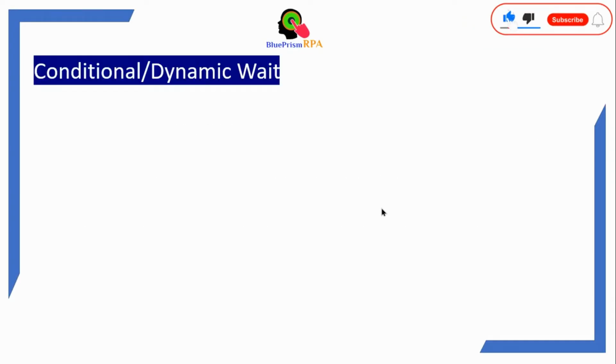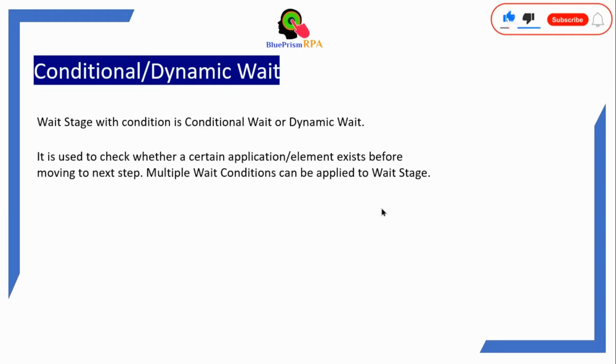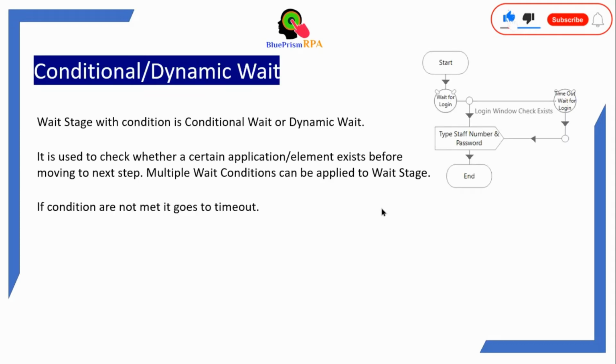Now conditional wait, or you can say dynamic wait. Wait stage with a condition is conditional wait, or dynamic wait. It means if you are applying any condition to the wait stage, that is called conditional wait, or dynamic wait. It is used to check whether a certain application or element exists before moving to the next step. In the wait condition we can apply multiple conditions there, and if conditions are not met, it goes to the timeout.